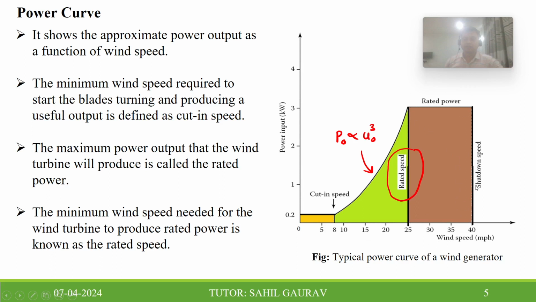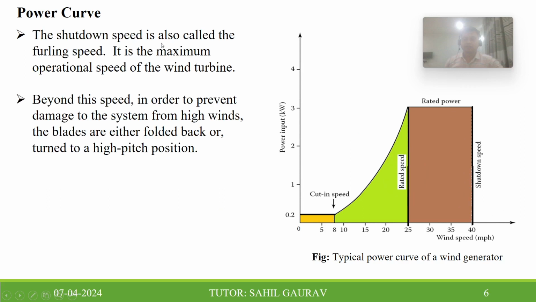And after a certain speed, you cannot generate power, so you have to shut down your wind generator. That maximum wind speed is known as the shutdown speed. This shutdown speed is also called the furling speed. It is the maximum operational speed of the wind turbine, and beyond this you cannot produce power. In order to prevent damage to the system from high winds, the blades are either folded back or turned to a high pitch position.